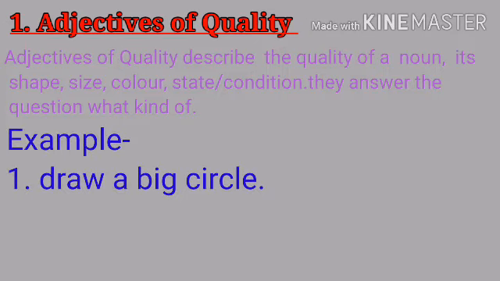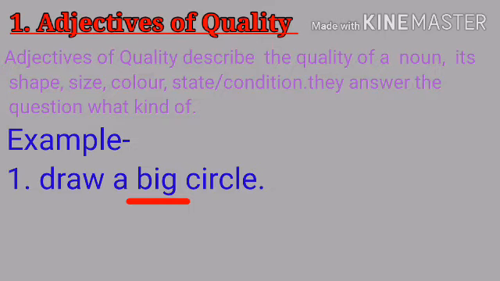For example, draw a big circle. Here the word big is adjective of quality because it describes the quality of circle, its size, that is big. Children, remember, it answers the question, what kind of? So the question is, what kind of size is the circle? And it answers, the size of the circle is big.